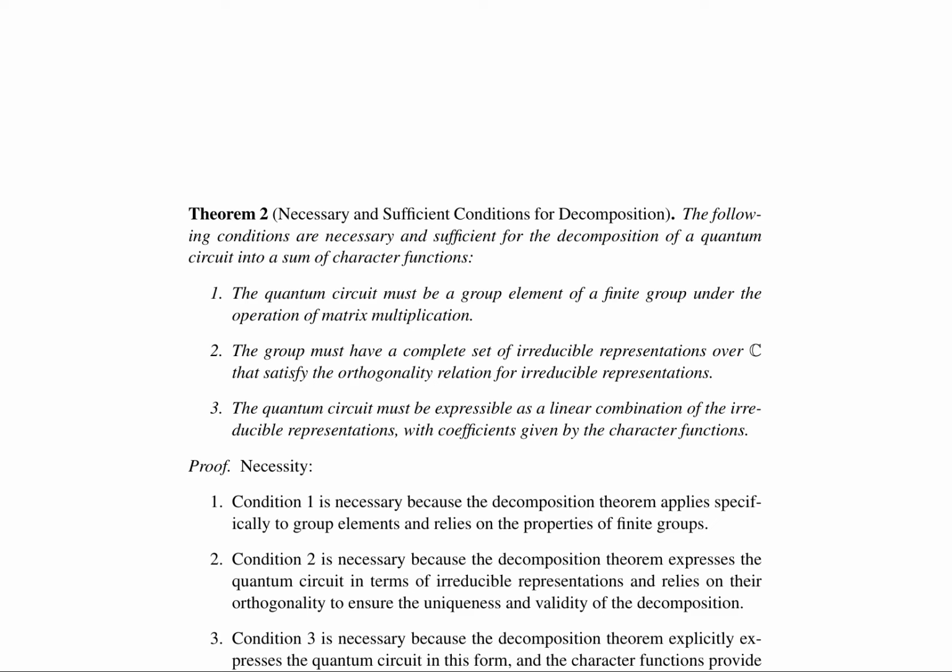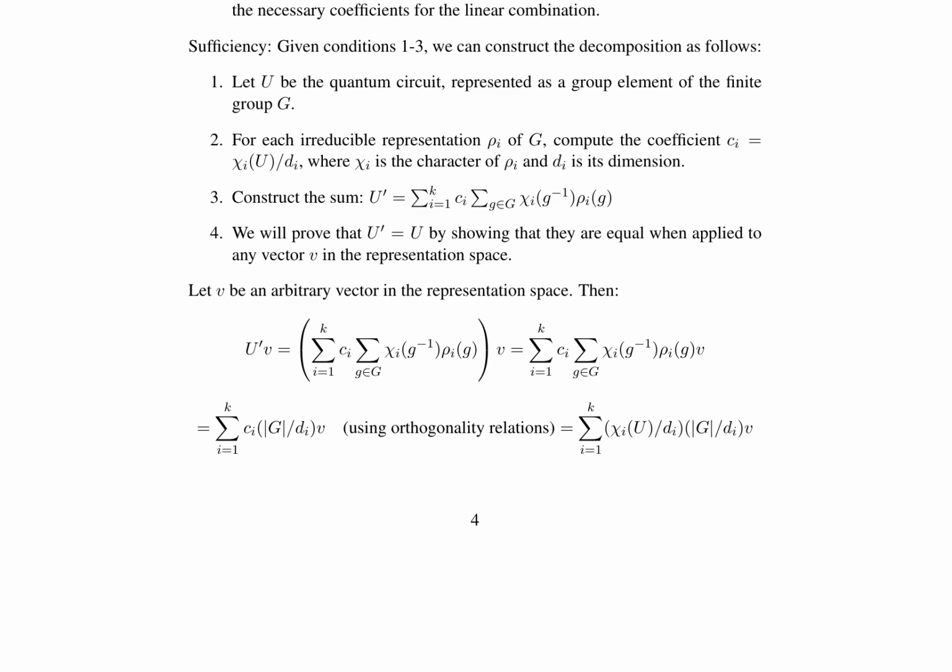The first condition is necessary due to the theorem's application to group elements and reliance on finite group properties. The second condition is necessary as it enables the decomposition theorem to express the quantum circuit in terms of irreducible representations, leveraging their orthogonality to ensure uniqueness and validity. The third condition is necessary as it explicitly expresses the quantum circuit in the required form, with character functions providing the necessary coefficients for the linear combination.